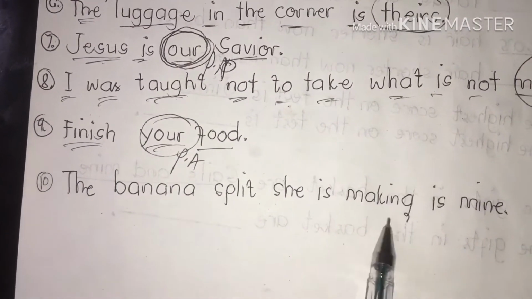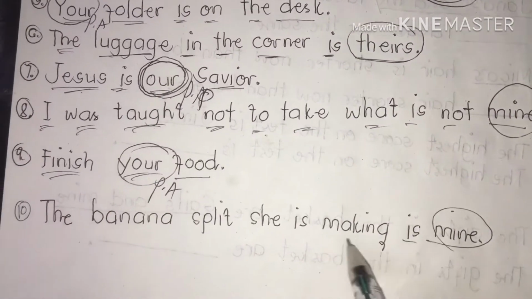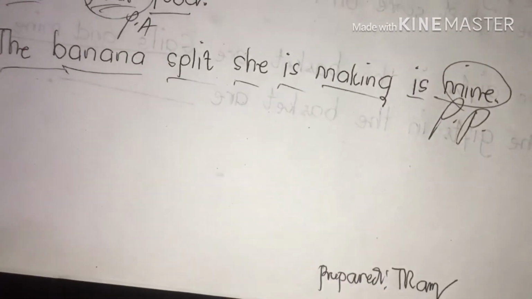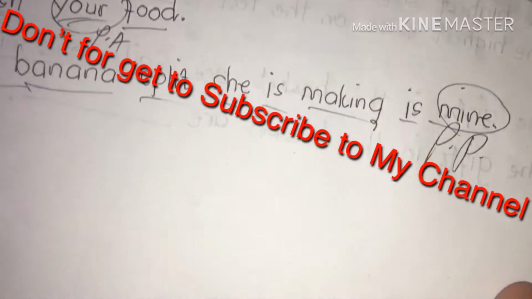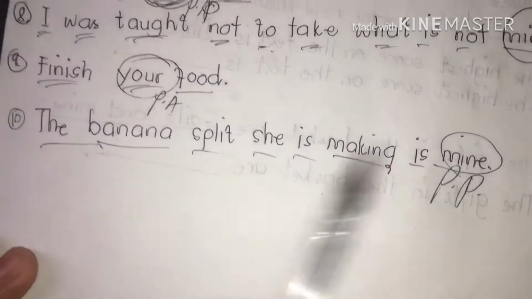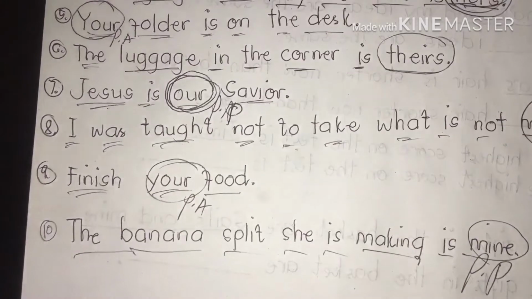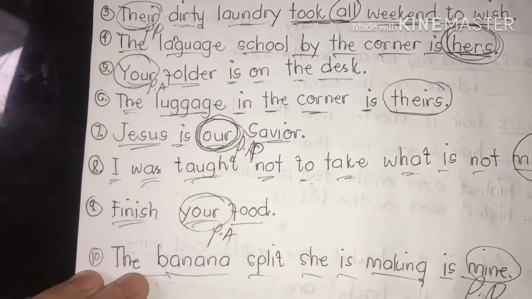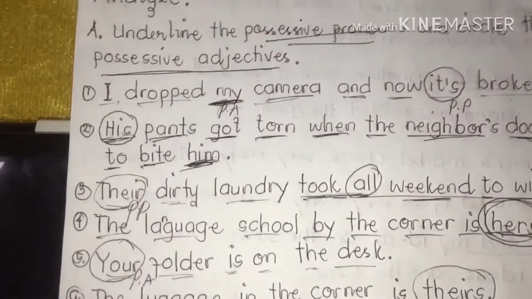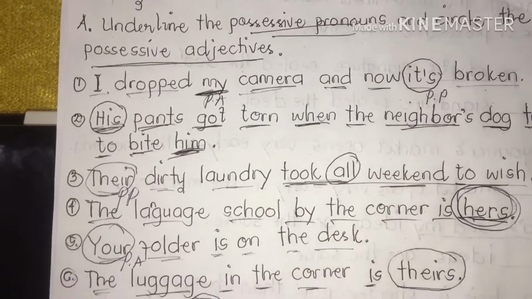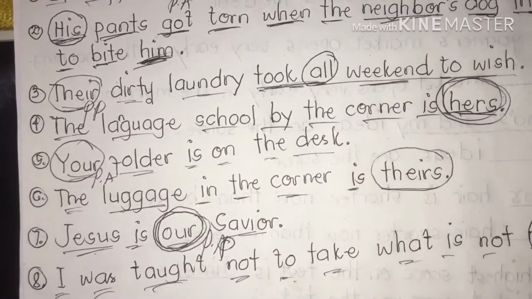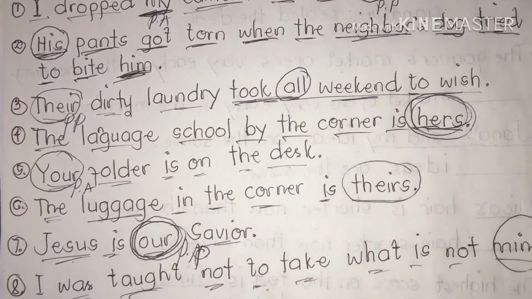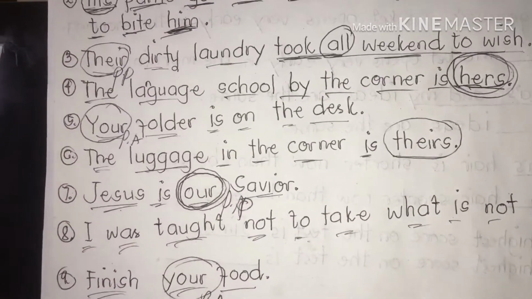The banana split she is making is mine. Mine is a possessive pronoun. Okay, again, possessive pronouns, class, are used to show ownership. That means it shows that she's the owner of that particular banana. Again, possessive pronouns are used to show ownership, and possessive adjectives also show possession or ownership in sentences, just to express a close relationship with someone or something, as well as modify the noun, or refer to the noun.